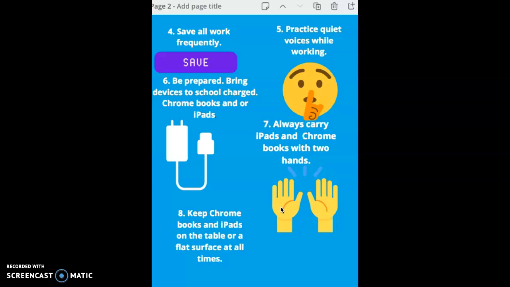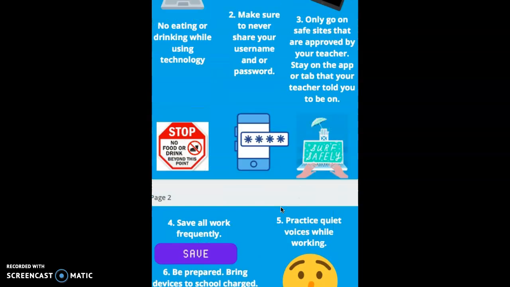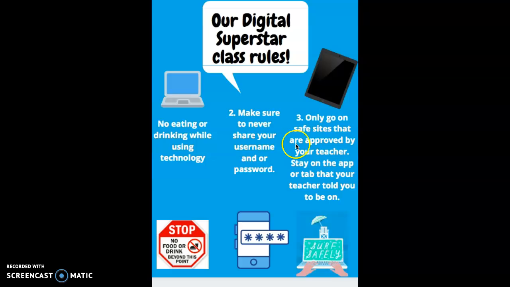This is important because sometimes if we're not holding our iPads or Chromebooks correctly, or we don't lay them on a flat surface, it's very easy to drop them. So I would implement that rule as well. So those are my 8 rules that I would use to have digital superstars in my classroom.